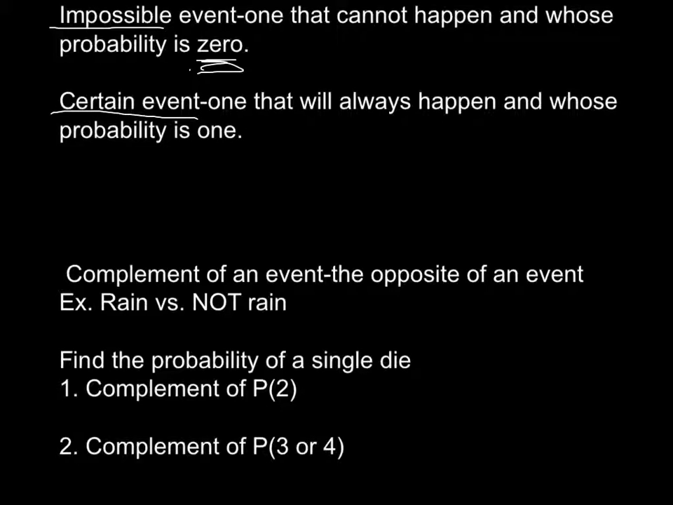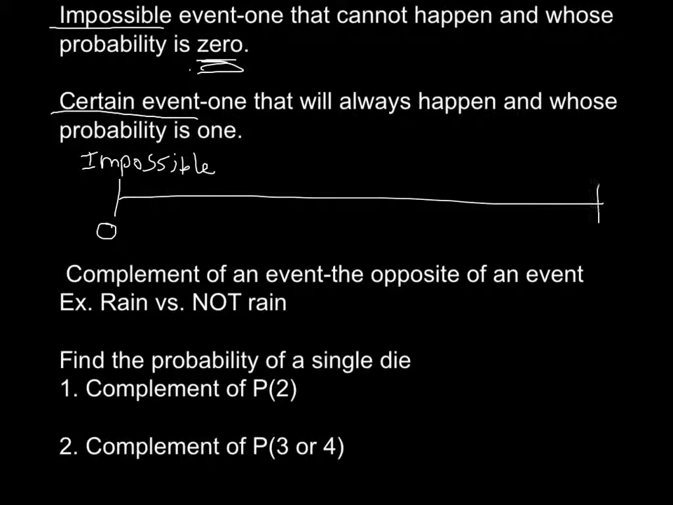Or let's say I have a cup with red beads in it. And I ask, what's the probability that I'm going to pull out a red bead? Well, it's 100% because that's all that's in the cup. Okay, so we kind of have this continuum here. We have 0, which is an impossible event. And then we have a 1, which is certain. A certain event. It's always going to happen.